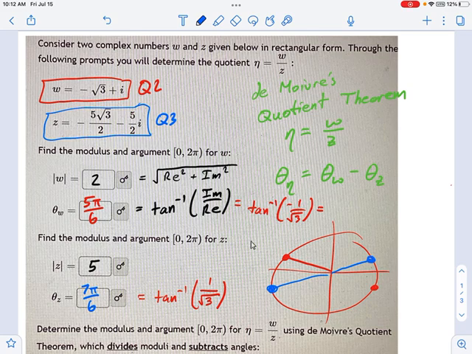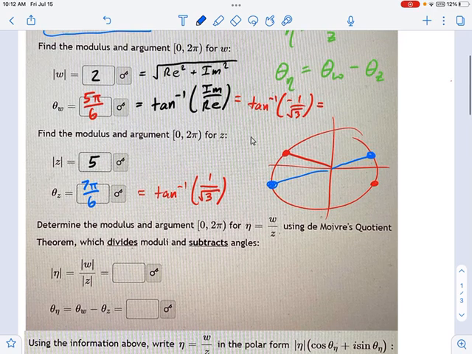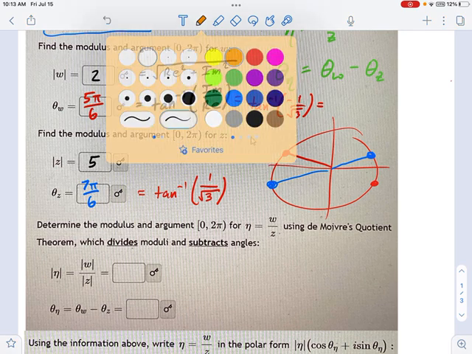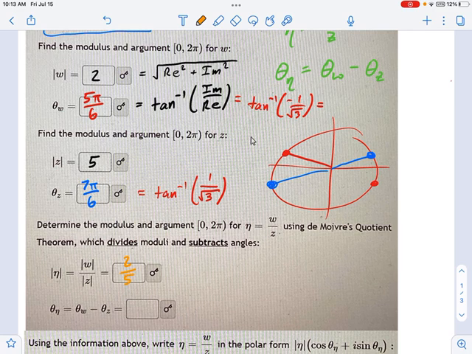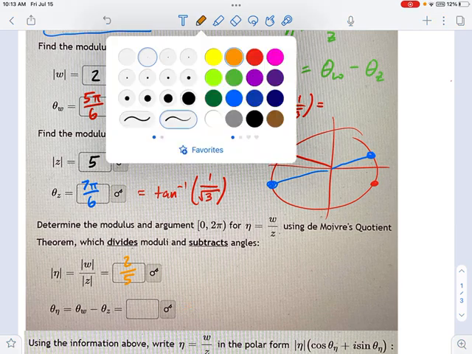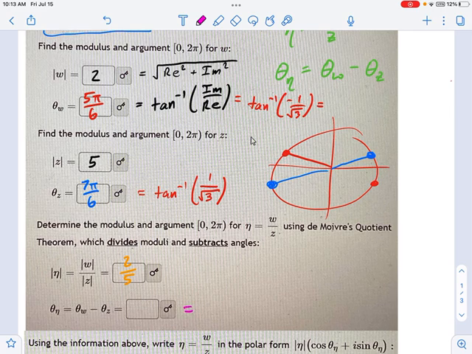I am ready to use De Moivre's theorem right here to find out what eta is. Now, the first part is easy. The modulus of eta is always very, very quick. W divided by z is just, let's change colors here, that's just going to be 2 divided by 5. The angles subtract each other. This is 5 pi over 6 minus 7 pi over 6. See those two angles from earlier? So what do we get?